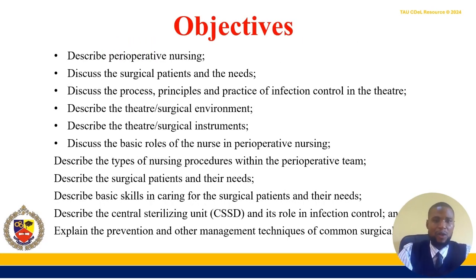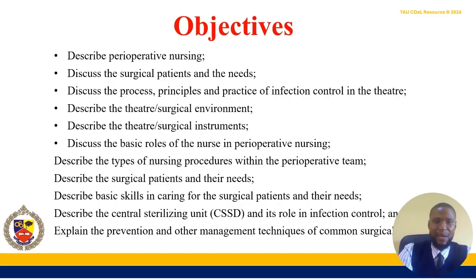Now, this is my course objective. At the end of this course, you should be able to describe what perioperative nursing is all about. You should be able to discuss the surgical patients and their needs. You should be able to discuss the process, the principles, and practice of infection control in the theater. Also, you should be able to describe the theater or surgical environments. You should be able to describe the theater or surgical instruments, and discuss the basic roles of the nurse in a perioperative environment or perioperative nursing.